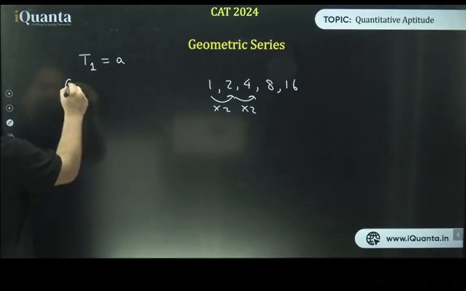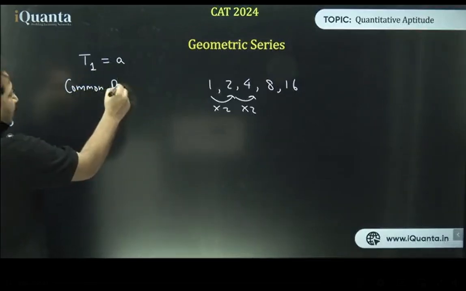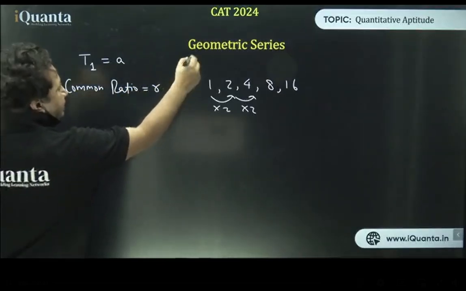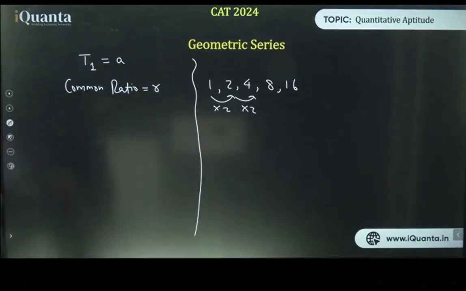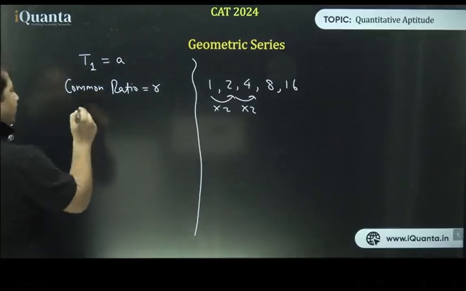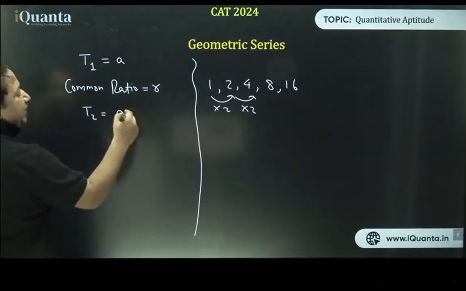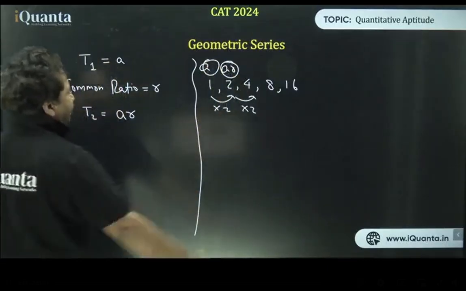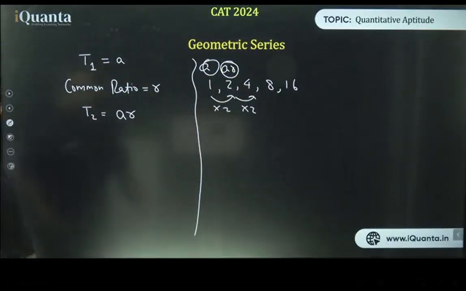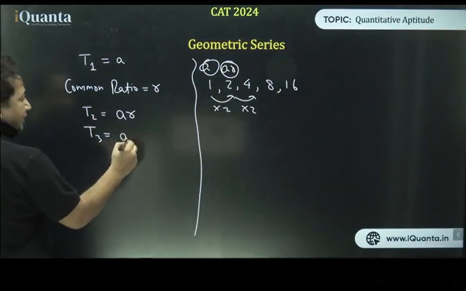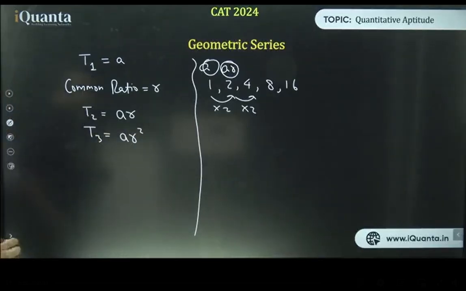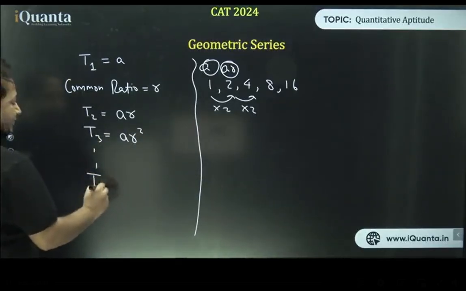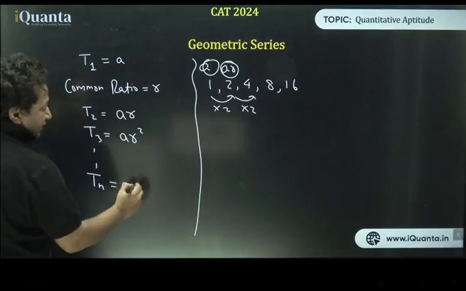So I will assume the common ratio to be R because I want to generalize a formula. So if T1 is A, T2 will automatically be A multiplied by R, that is AR. We get an example here: if A is 1, A into R is 1 into 2, that is 2. In this case, the ratio is 2, right? So automatically, T3 will be AR square. All of us understand that. Similarly, if I go to Tn, this will be equal to A R to the power n minus 1.